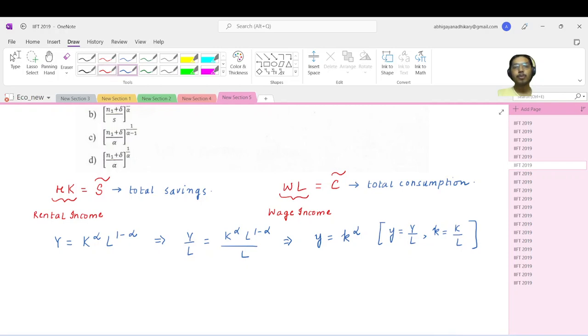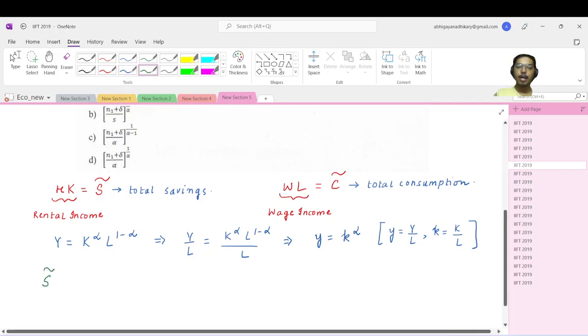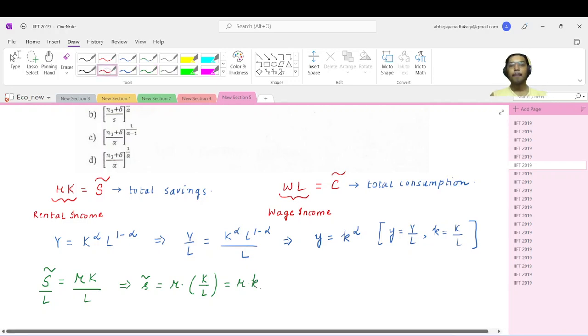Now, if you remember, S tilde over here is the total savings. So what is the per capita savings? If I denote it by small s tilde, it is basically R into capital K by L, which is R times small k, right? So this is the per capita savings.